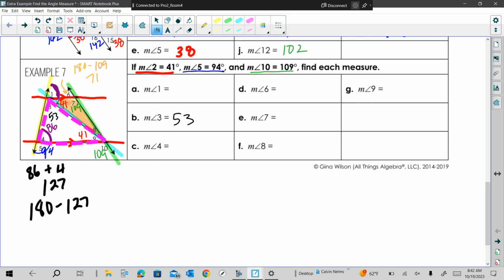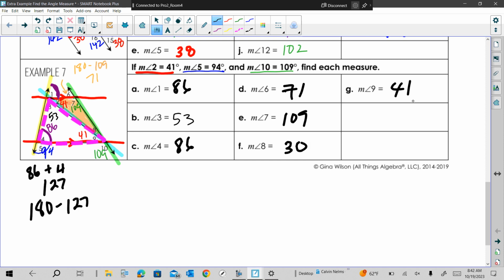If we fill it in, angle 1 was 86. Angle 4 was also 86. They were corresponding. Angle 6 was 71. And our angle 7, 109. What did y'all get for angle 8? Is it 30? Yeah, because it was 41 and 109. And then our angle 9, 41.